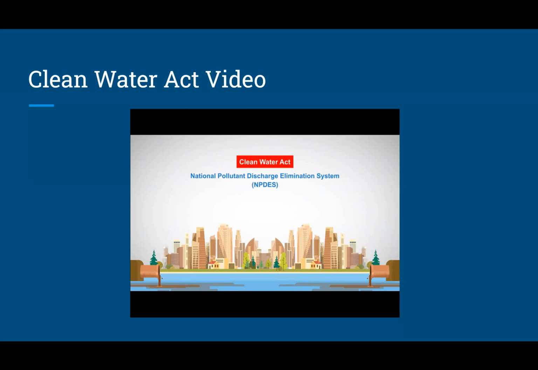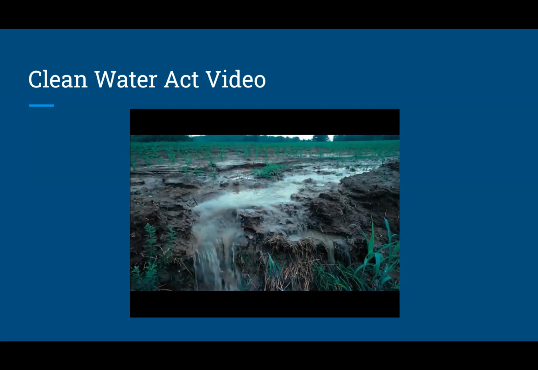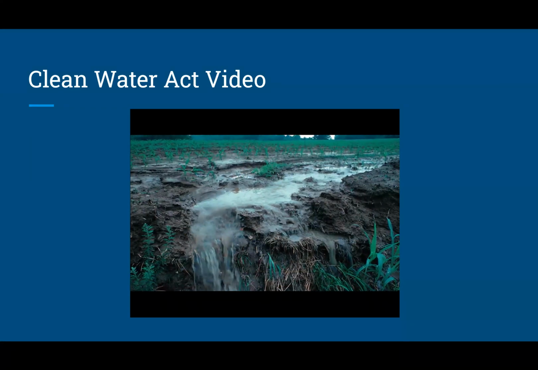The program has very strict requirements, but it only applies to certain types of water pollution. The program regulates only point sources of pollution, which means that pollutants must be carried to the water body by an individual and direct conveyance, such as a pipe or storm drain. Pollution aggregated over a large space, such as agricultural runoff, is not regulated by the Clean Water Act.